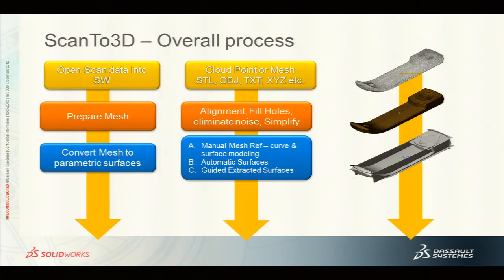Oftentimes, it's the case with products like this that what you're really doing is trying to eliminate the radii and extract the important faces, make it solid, and then add the radii back. So it's a great way to take mesh or point cloud and make it parametric, because I'll show you that once it creates all those extracted surfaces, you can actually edit them in your tree and do even further refinement.